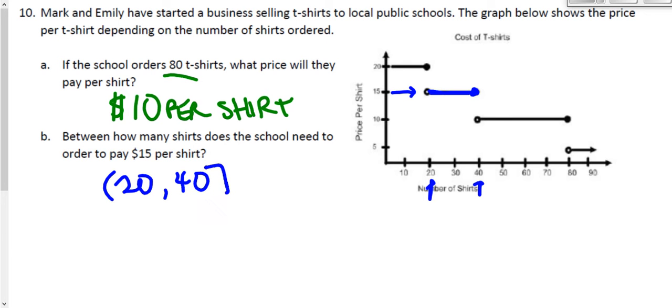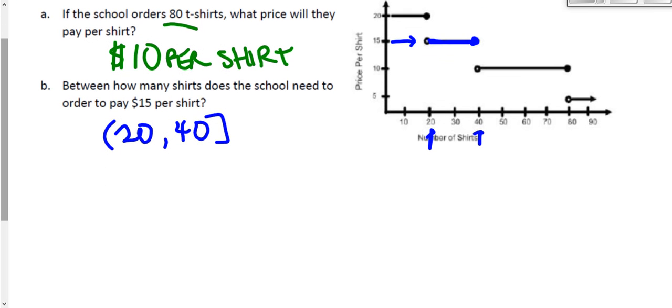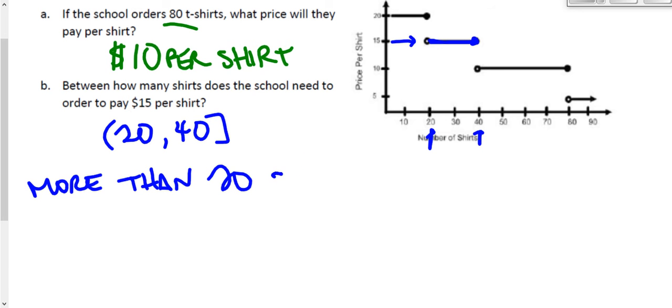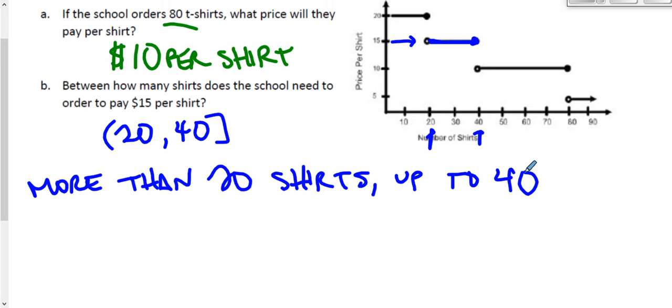So if I'm writing an interval, it's going to be from 20 to 40, where 20 is not included and 40 is. If I want to say that with words, I have to say it starts with more than 20 shirts and up to 40 shirts. So that means I can get up to 40 shirts, and I'm including that number. And that's our interval.